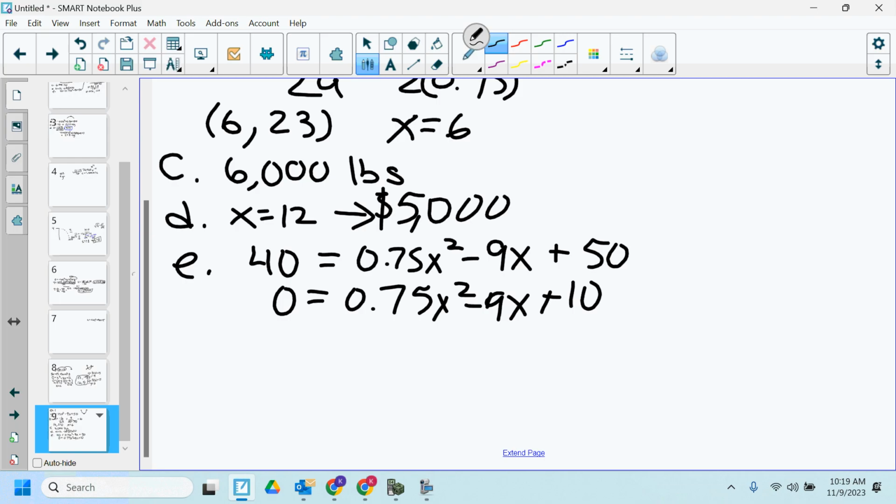Yeah, this looks way too ugly to factor, right? So just go ahead and start using your quadratic formula to help you solve. And when you get there, if you end up with a decimal, that's okay. Just round it to 2 decimal places.